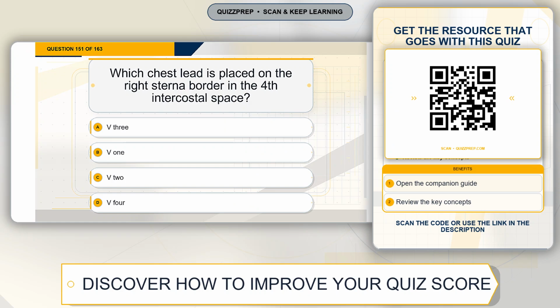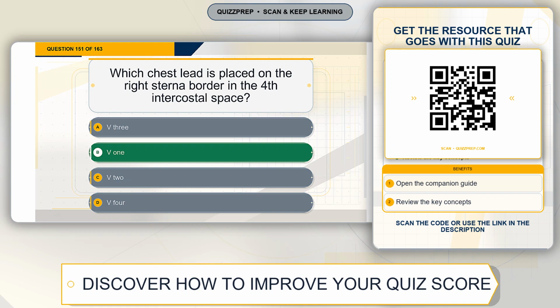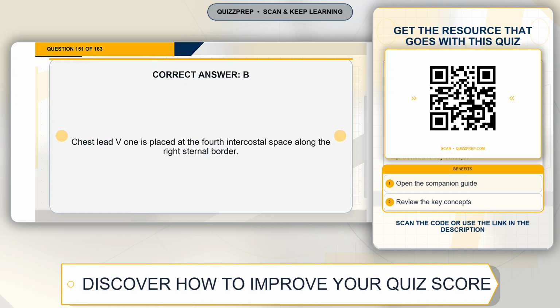Question 151. Which chest lead is placed on the right sternum border in the fourth intercostal space? Option A, V3. Option B, V1. Option C, V2. Option D, V4. The correct answer is option B, V1. Explanation. Chest lead V1 is placed at the fourth intercostal space along the right sternal border.